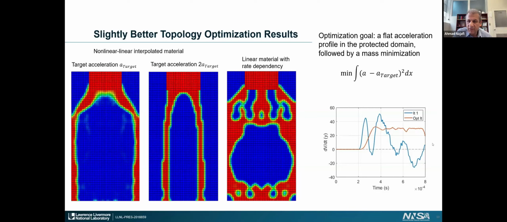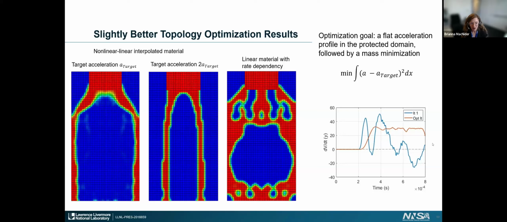Okay, and how does this flat acceleration force the algorithm to give this fully connected material that supports that protected area physically? Do you have any interpretation for that? Why does it help the optimization come up with this design?